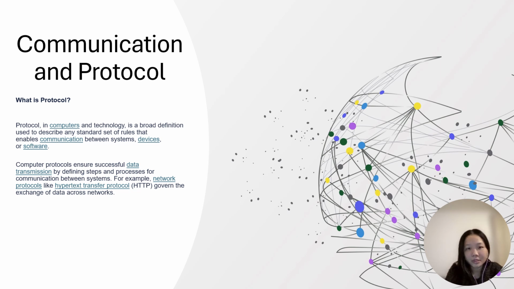Protocol in computers and technology is a definition used to describe any standard set of rules that enable communication between systems, devices, or software. A computer protocol ensures successful data transmission by defining steps and processes for communication between systems, for example, HTTP, and governs the exchange of data across networks.